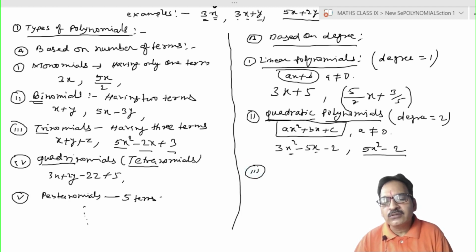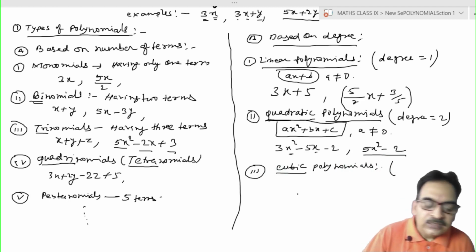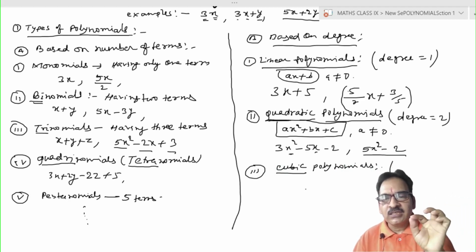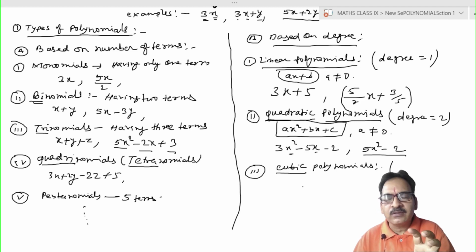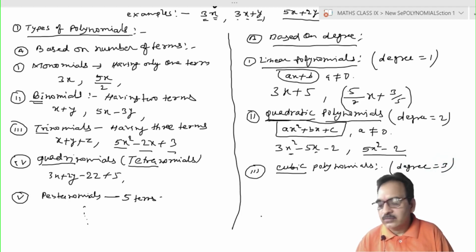If we take degree 3, that is called a cubic polynomial. Cube indicates the number 3. So a cubic polynomial is any polynomial whose degree is 3. So if the degree is 3, then it is called your cubic polynomial.